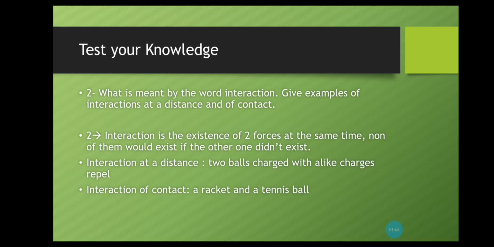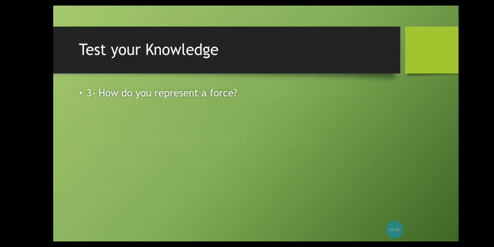This is an example of interaction at a distance. Now, interaction of contact, there are plenty of examples. You can say a racket and a tennis ball. So whenever you are hitting the ball with a racket, these two objects are touching each other, so this is an interaction of contact. 3. How do you represent a force? And the answer is, a force is represented by a vector.